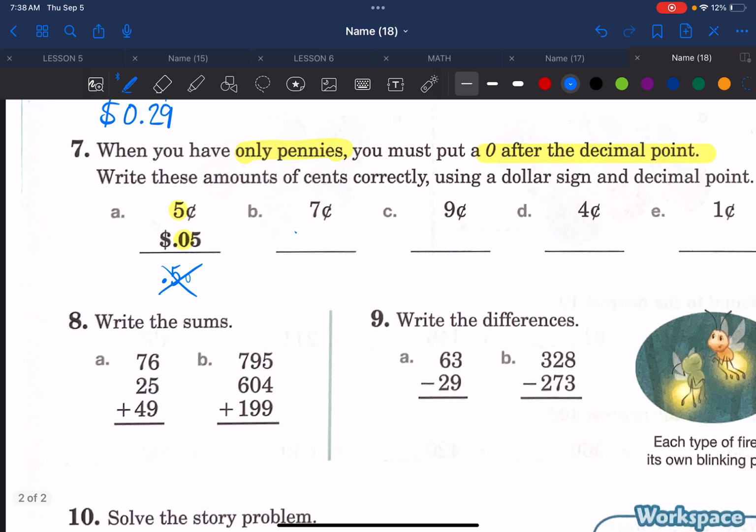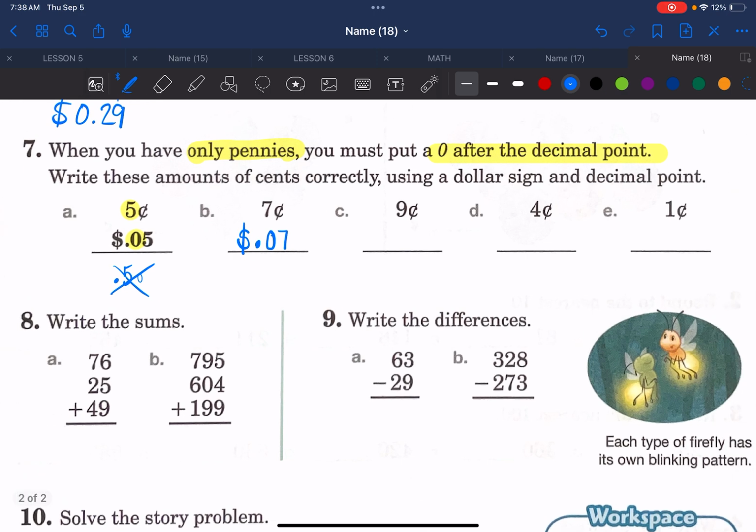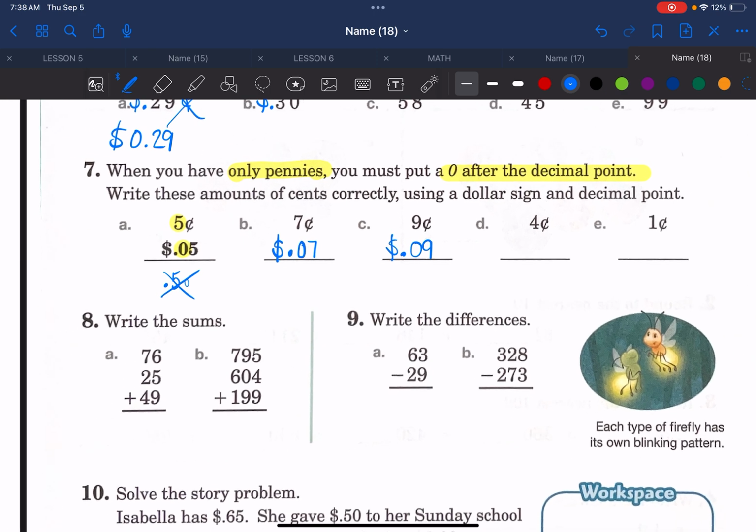So for 7 cents, put your dollar sign, your decimal. In 7 cents, I don't have any dimes. I just have 7 pennies or a nickel and 2 pennies. But I don't get to 10 yet, so I can't put anything in the tens. I'm only in my ones place. For my 9 cents, I have my dollar sign, my decimal. 9 cents is a single digit, so I need a 0, then the 9. Go ahead and do that for the last 2.